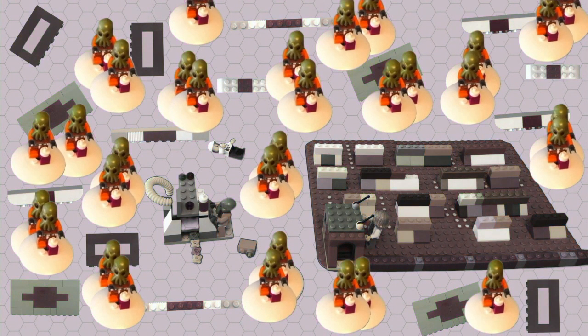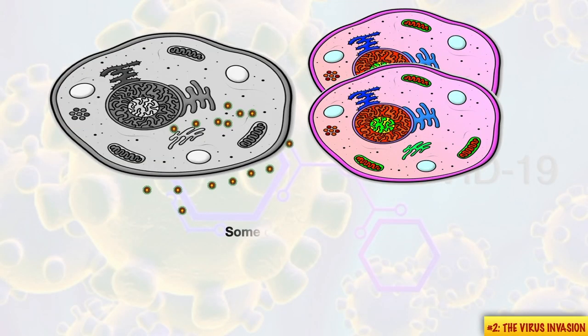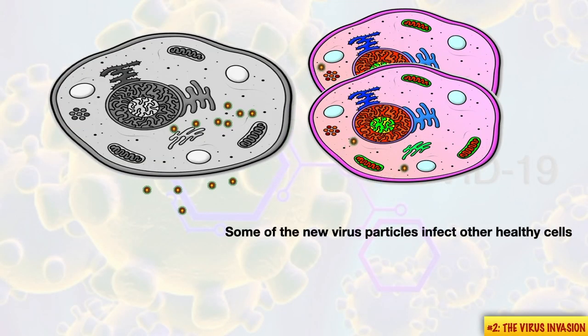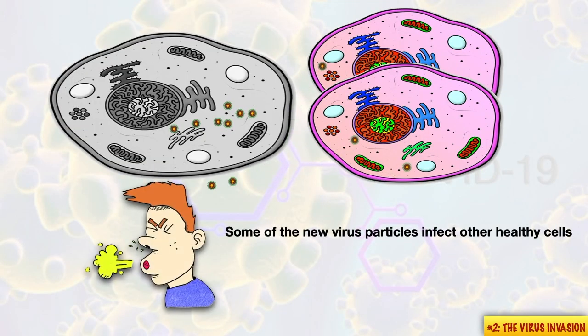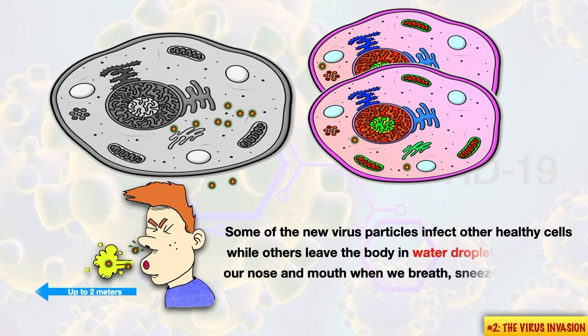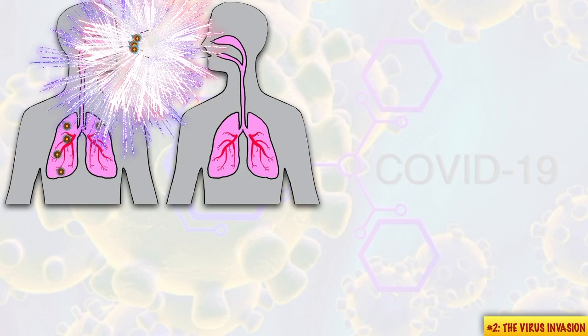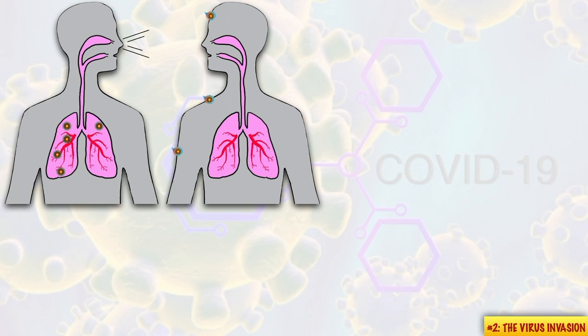It stops the cell from doing its proper work and uses all the cell's energy to make more and more virus particles. Eventually the cell gets run down and can no longer work. The new virus particles leave the cell. Some invade more cells, while others leave our body in water particles that are ejected when we sneeze or cough.